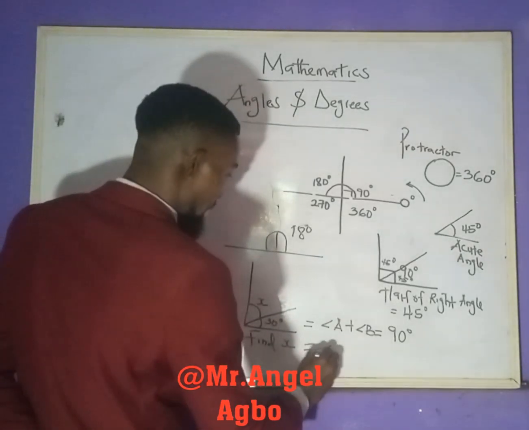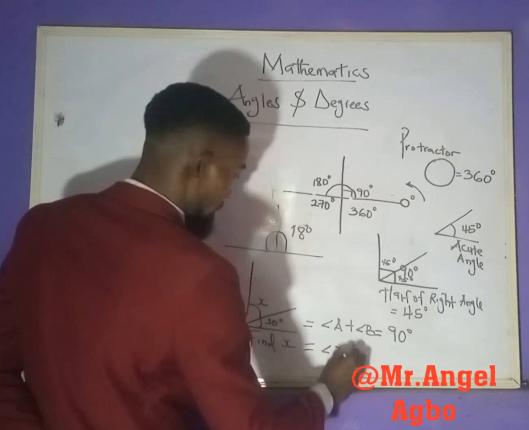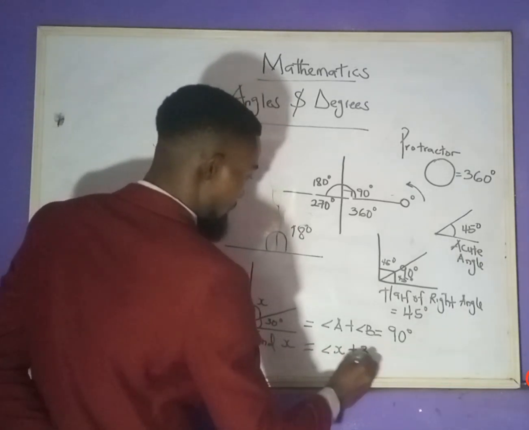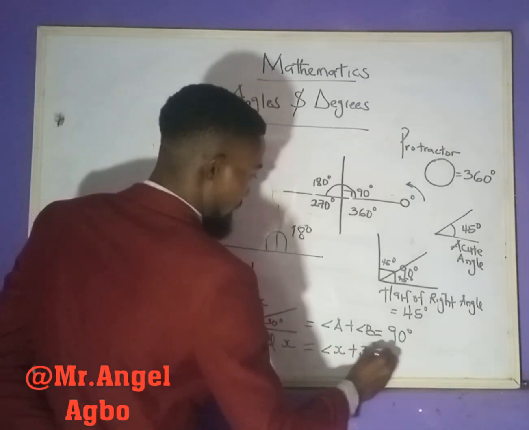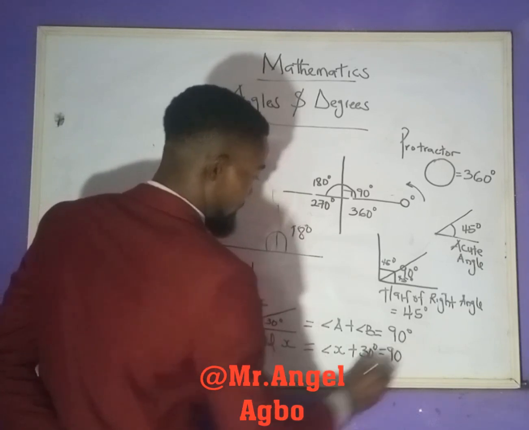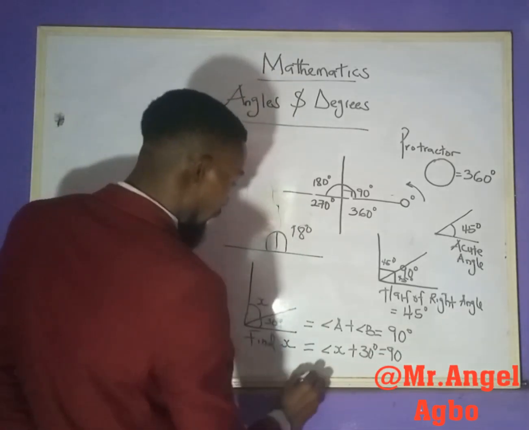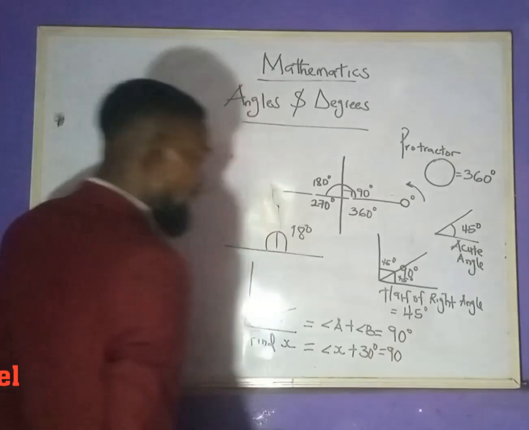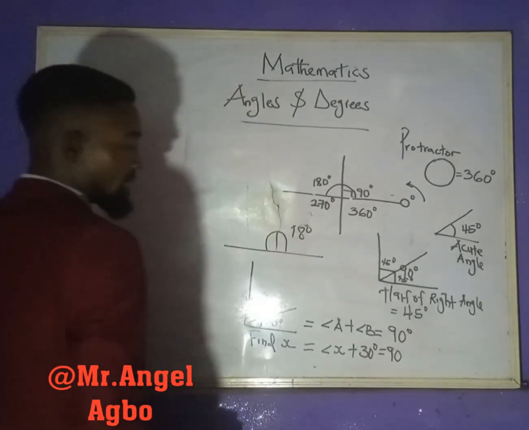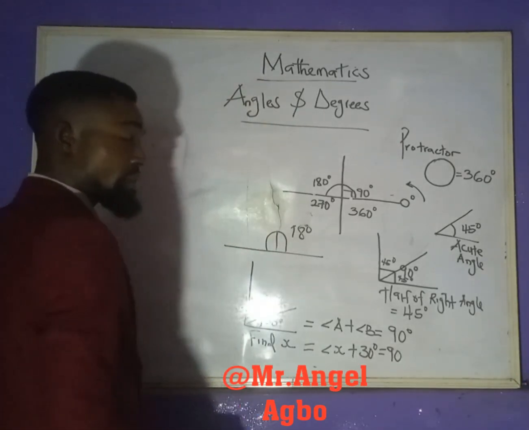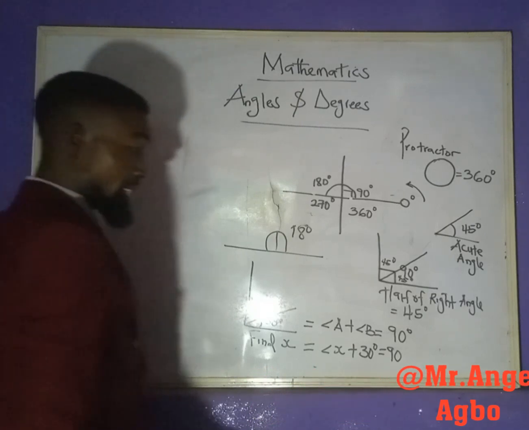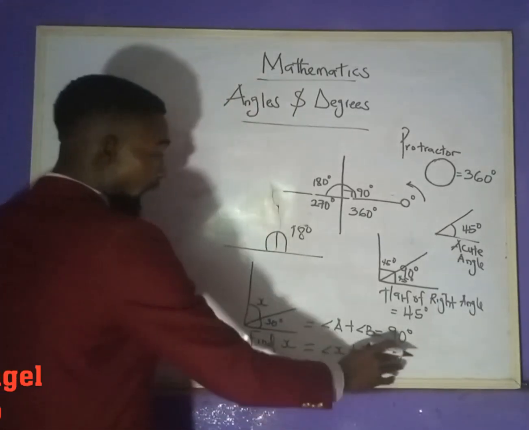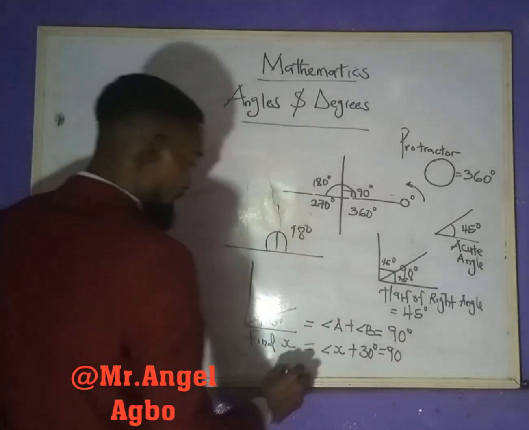Our angle x plus 30 degrees is equal to 90 degrees. So when you take your 30 to the other side, or subtract 30 from both sides, whichever way is simple for you, you are going to have what? You're going to have 60.